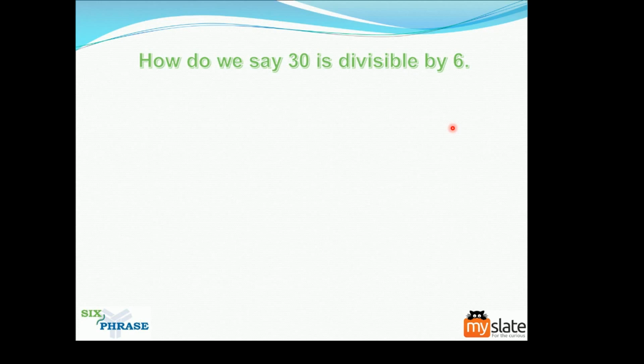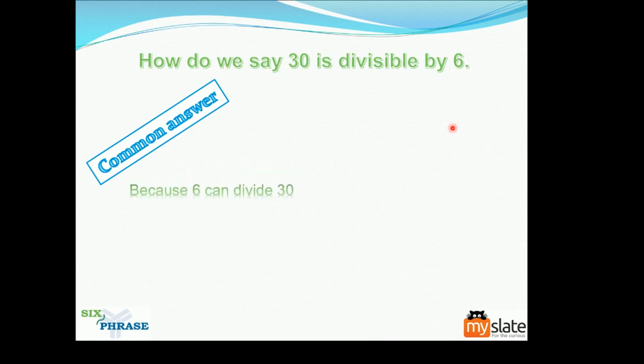Now the common answer that I always get is this. Can you guess the common answer? Nobody. We'll move on. Yes, this is the common answer. This may look funny for some people, but this is the answer that I get 95% of the time. How do we say 30 is divisible by 6? The common answer is because 6 can divide 30.